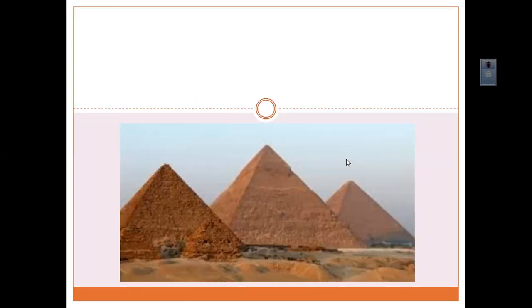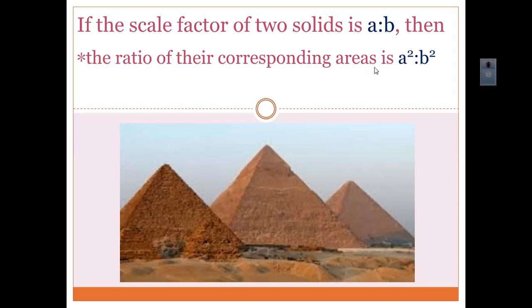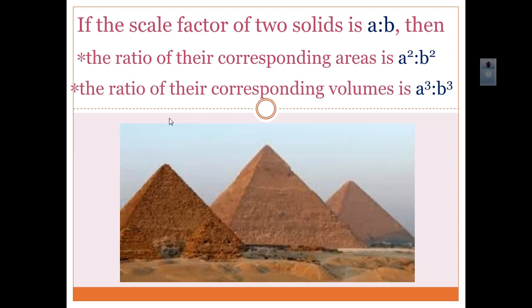All right, so let's take a look at our rules for similar solids. If the scale factor of two solids is A to B, then the ratio of their corresponding areas is going to be A squared to B squared. And since we're talking about solids this time, we're going to talk about volumes, and so the ratio of their corresponding volumes is going to be A cubed to B cubed. So we start with the scale factor, the ratio of the areas is A squared over B squared, and then we have A cubed over B cubed for the volume.